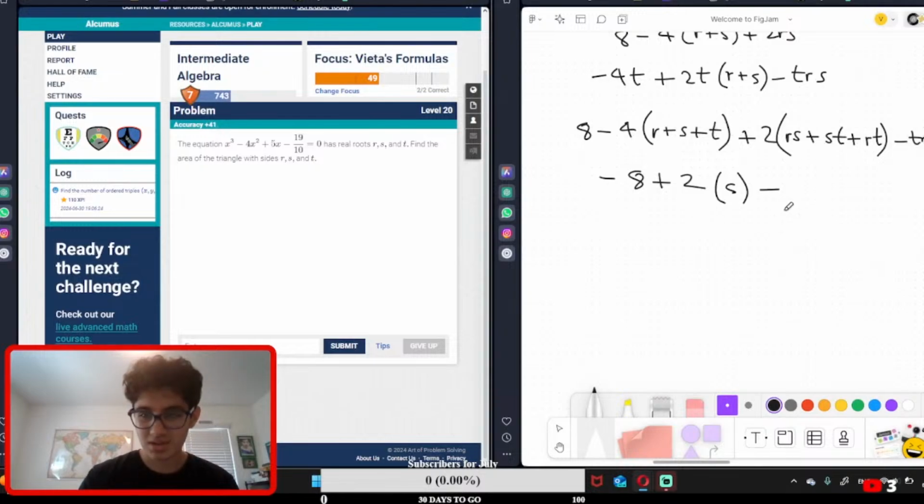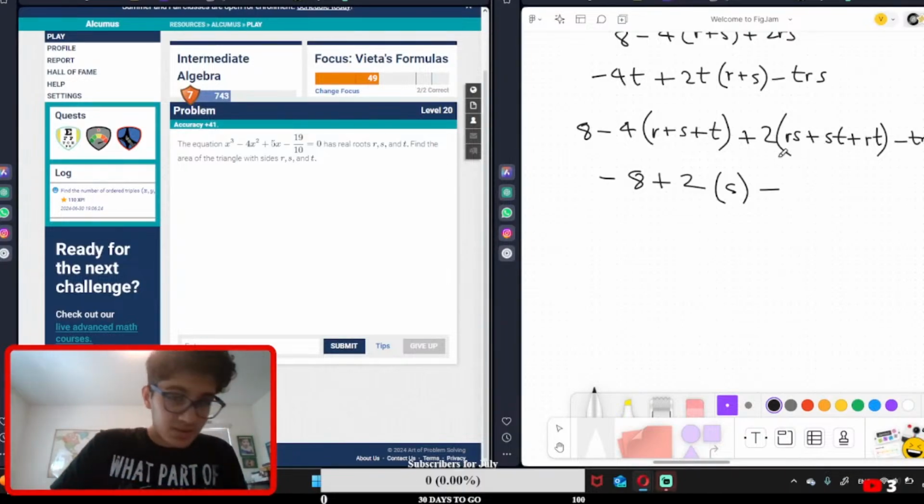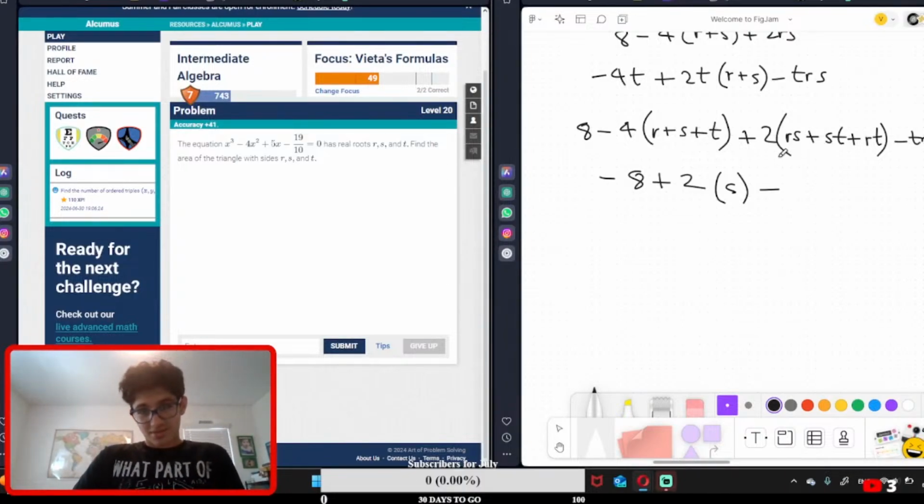Wait, this seems a bit... the hell. Minus 4, R plus S plus T is negative 4, which means it's 4. So then 5 becomes positive, it becomes negative. So it's minus 19 over 10, which seems bad, but whatever.